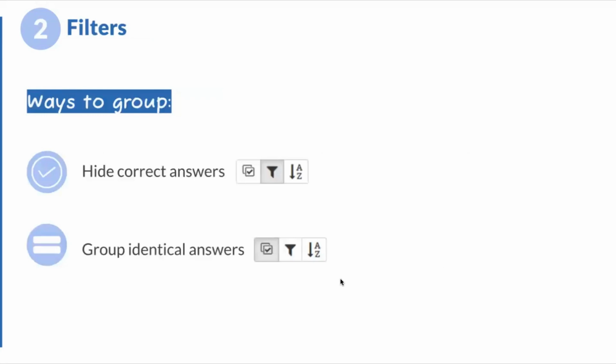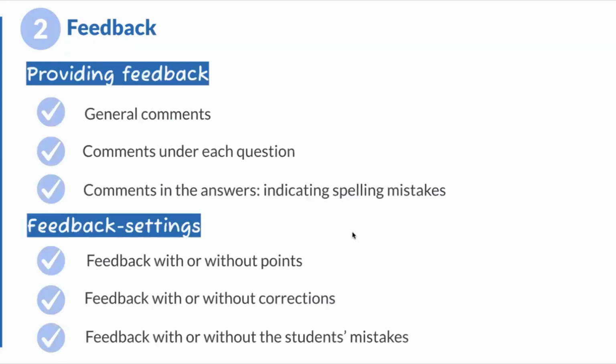And then you can also, again, filter. So you could hide correct answers. If you don't need to see correct answers, and you just want to look at the stuff you need to manually assess, then you want to use that filter icon. And then grouping identical answers together will also help you save time. So that if you want to give points to similar answers, identical answers, you can do that. And then providing feedback. I'm going to show you that in a second.